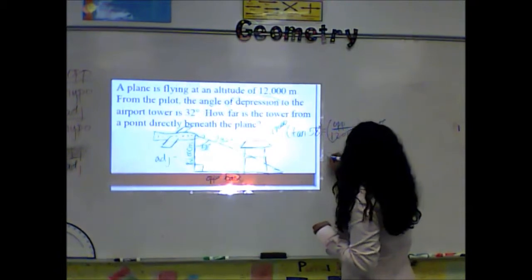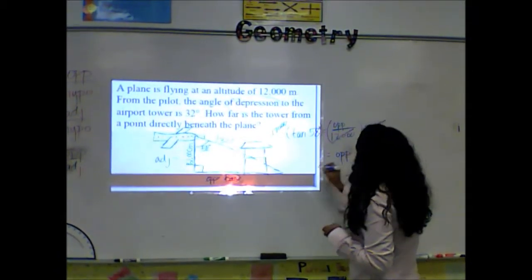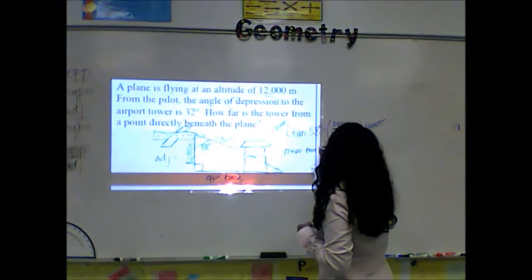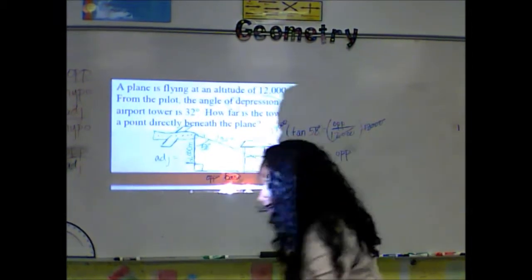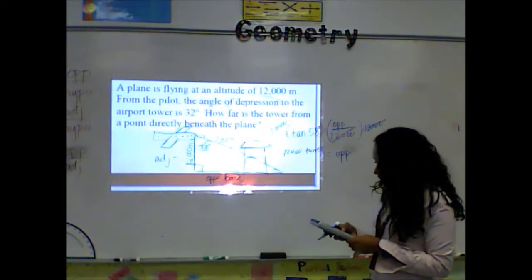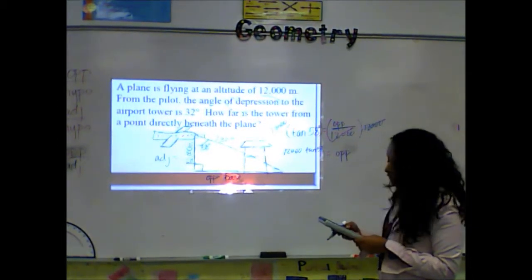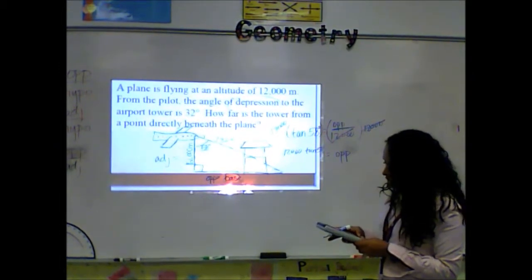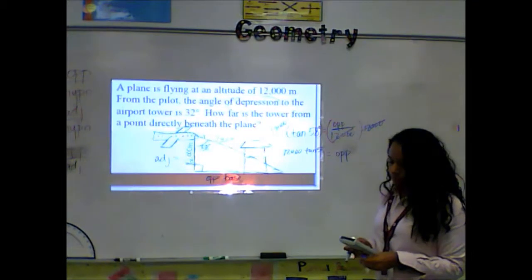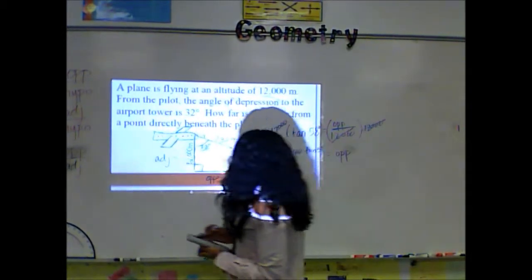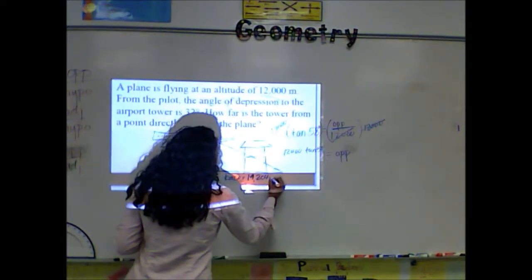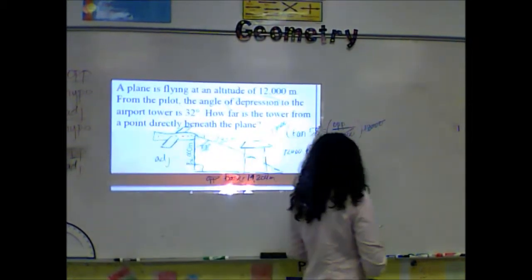We're going to knock those out. We're left with the opposite on the right, and 12,000 times tan of 58 on the left. So when we plug that in, we have tan of 58 times 12,000. And how far is the tower from the plane? 19,204 meters. And that's if we round it, right?